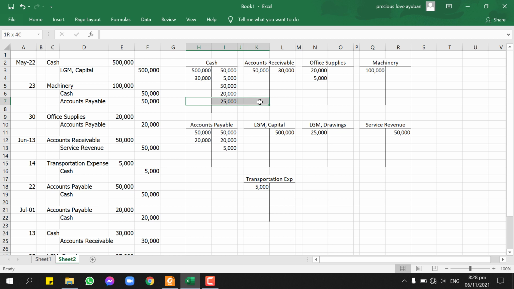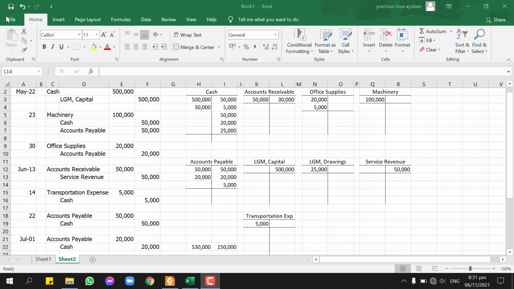So, ang gagawin natin dito is i-total na natin siya. Okay, so yan na ang ating T accounts. So, ito total na natin yung ating T accounts. So, let's start with cash. Okay, so for cash, again, ang gagawin natin, total lang natin yung itong debit at saka yung ating credit.